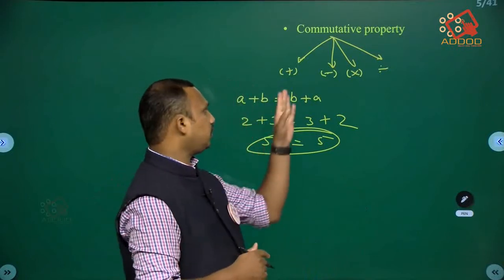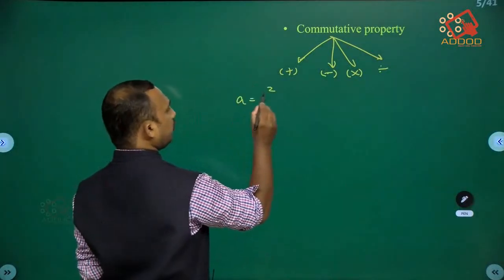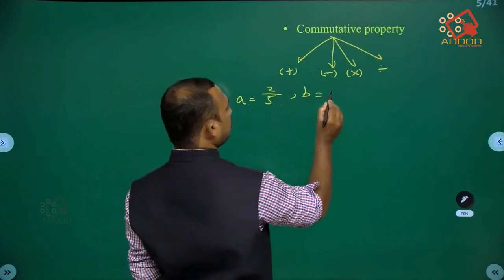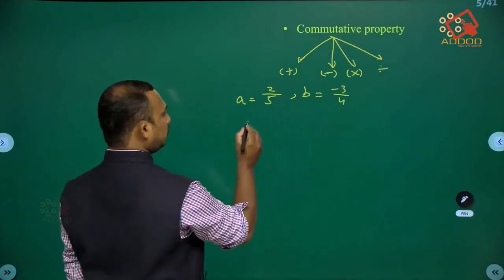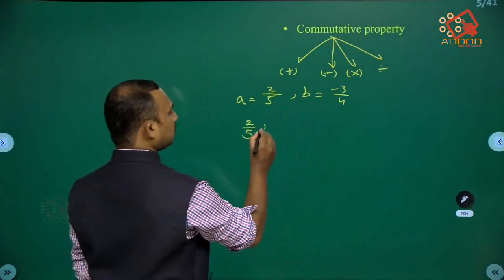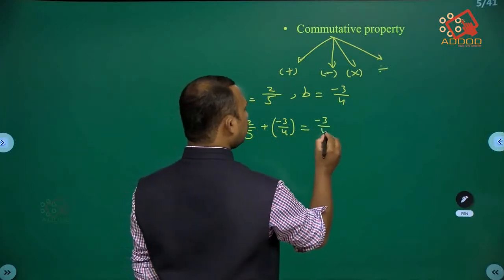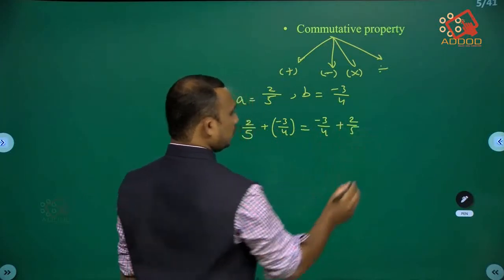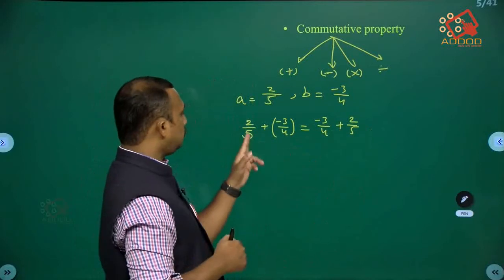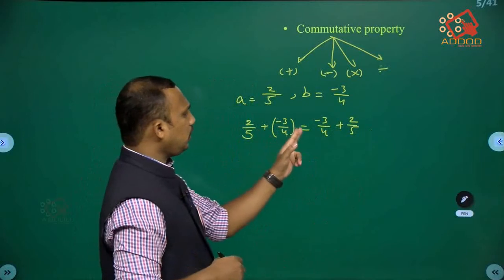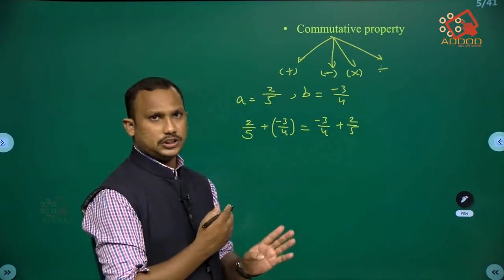Understand? So we'll take the rational numbers first. Let us take a equals 2 by 5 and b equals minus 3 by 4. So first I am doing addition. 2 by 5 plus minus 3 by 4 equal to minus 3 by 4 plus 2 by 5. Same numbers, but I change the position of those two numbers. Just change the position. Okay?